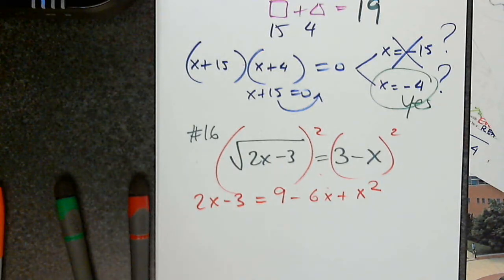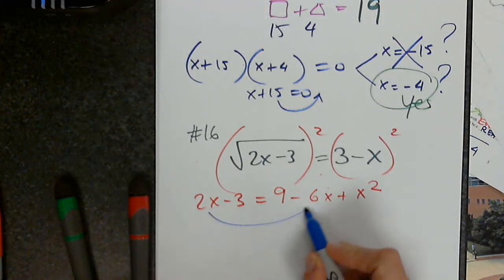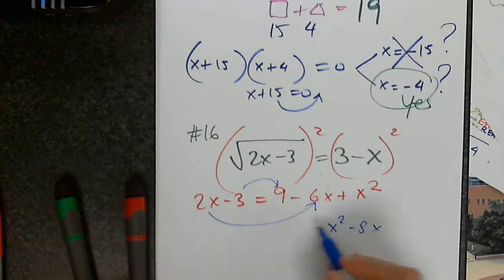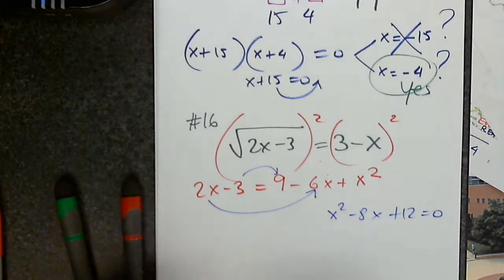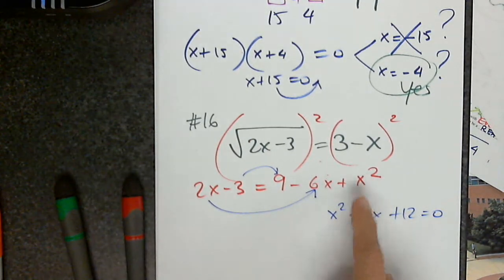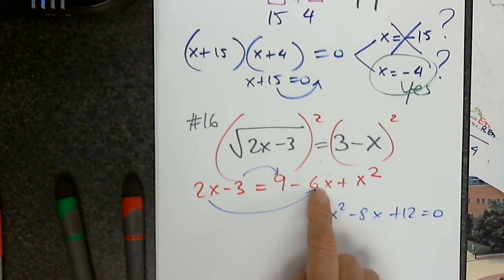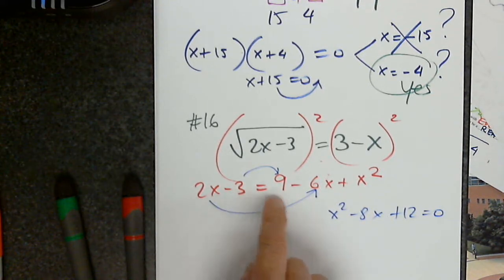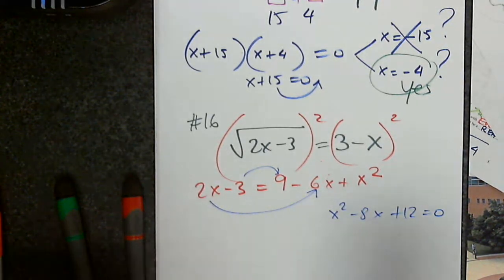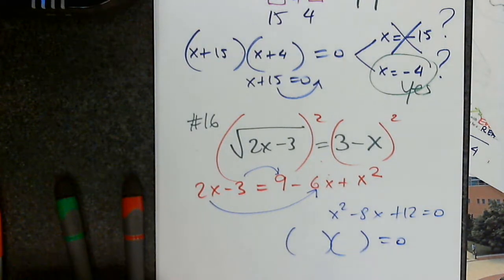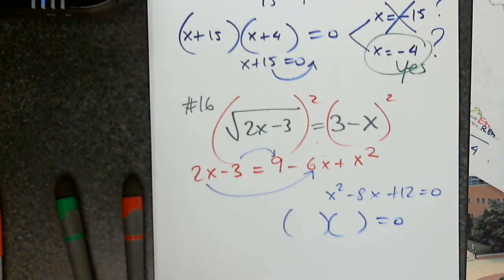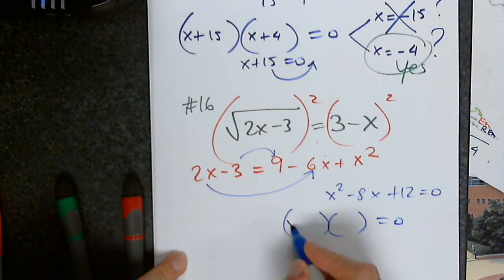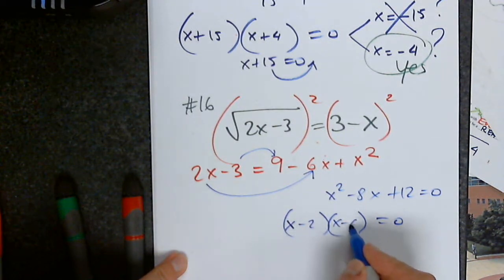I'm going to have to set it equal to 0. So I subtract 2x and I add 3. So I have x squared minus 8x plus 12 equals 0. So x squared is positive. Negative 6x minus 2x would be negative 8x. And then when I add 3 to both sides, I get 12. Leading coefficient 1, not too difficult. How do I factor this? X minus 2, x minus 6. Okay, good.